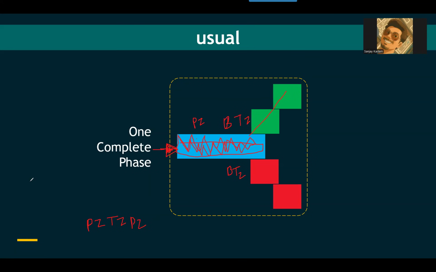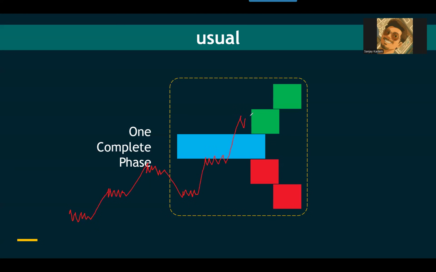If you zoom out on the chart, it will look like this. Price will go sideways, then it will move for 2x or 3x. Again sideways, it will move for 2x or 3x. Again for some time sideways, then again another PZ. So price is actually jumping from one PZ to another PZ. And you can clearly see these things on the chart.